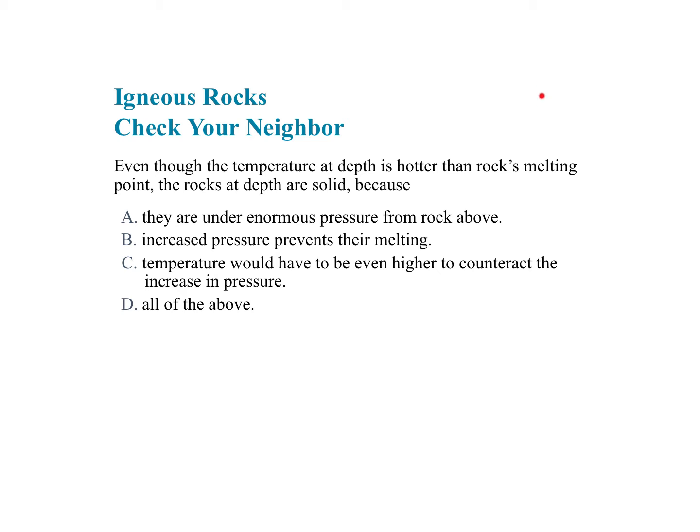And as you go down towards the center of the Earth, it gets hotter and hotter. And yet there are large areas where you have solid rock at temperatures higher than what they would need to melt under normal circumstances. So how is it possible that they're still solid? Well, obviously they're not what we would call normal circumstances. So what's different? And the basic idea is that they are under enormous pressure from the rock above.